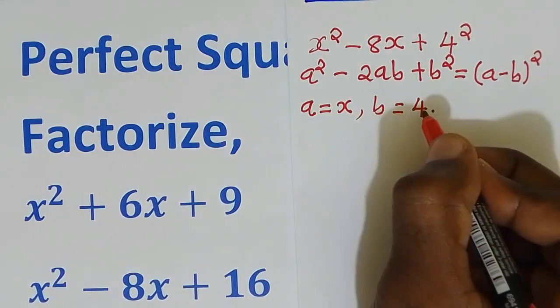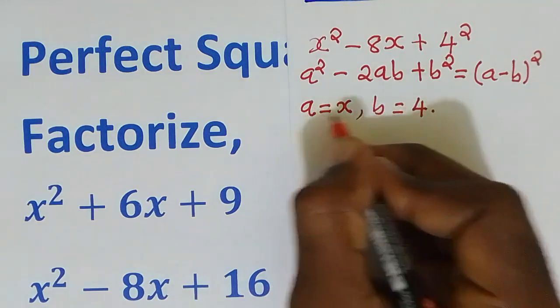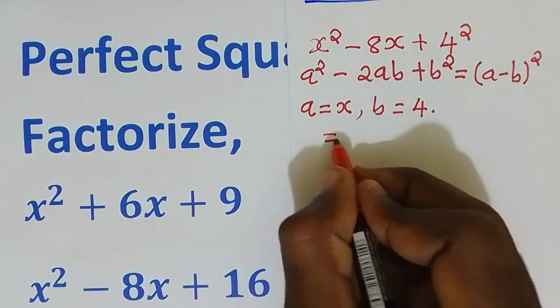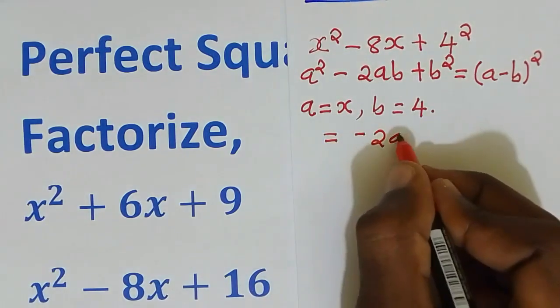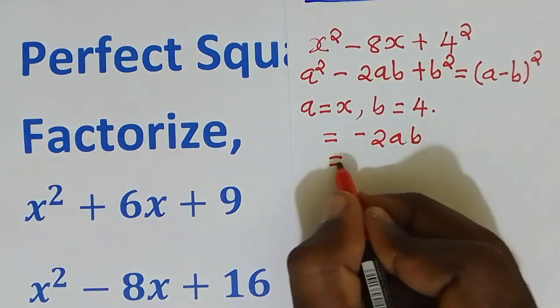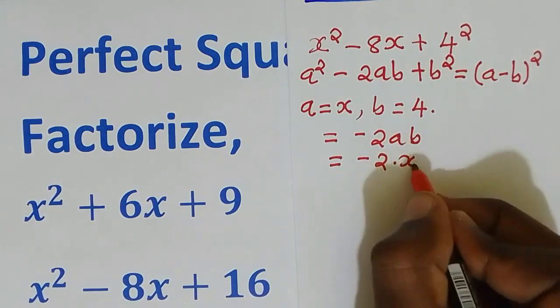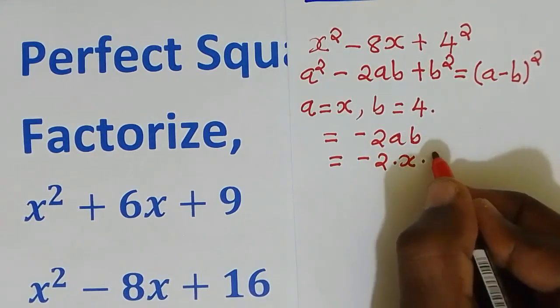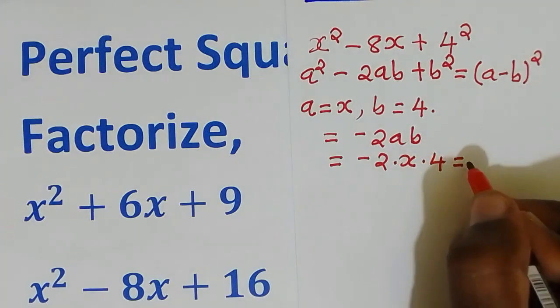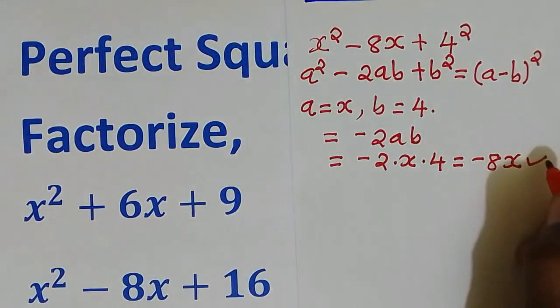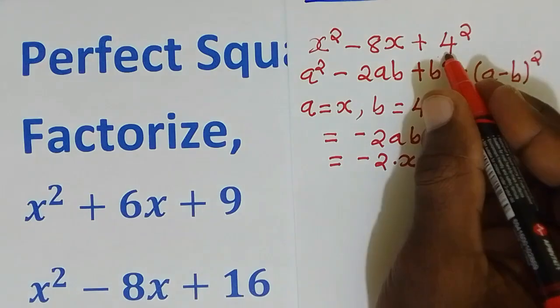Let us confirm if these values of a and b will give us the middle term. The middle term is given by negative 2ab. So this is equal to negative 2 multiplied by a, which is x, multiplied by b, which is 4. That is going to give us minus 8x. This confirms that this is a perfect square.